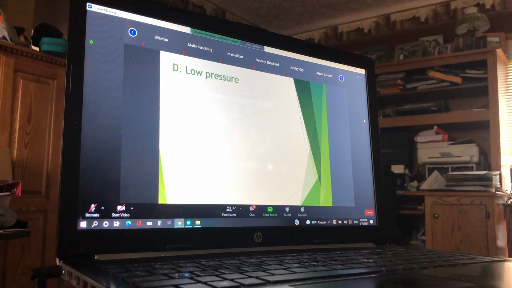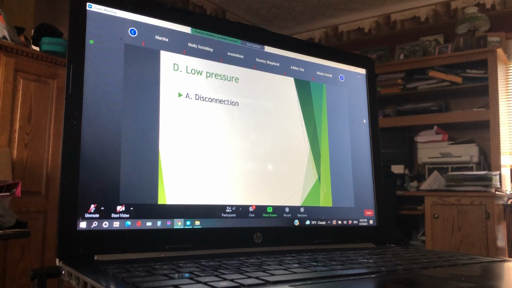All right, so now the low pressure alarm goes off. Usually that indicates a disconnection. I have it bolded in black for you there. Okay, so a large percentage of the time, the tube has just come off, and all you need to do is put your tubing back on your ET tube or your trach. So if it's disconnected, you reconnect it.